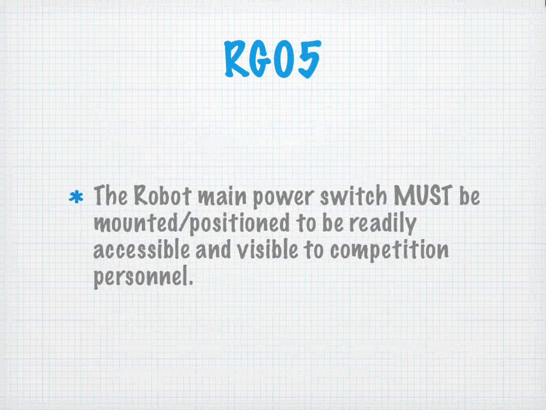RGO 5 says that the robot main power switch must be mounted and positioned to be readily accessible and visible to competition personnel. So this is an important rule, because if a robot runs amok, we need to be able to shut it down before it damages the field or other robots. So when the team sets up their robots on the field, you should just take a quick look and make sure you see where their power switches are, and ask the team if you don't see where their power switch is.